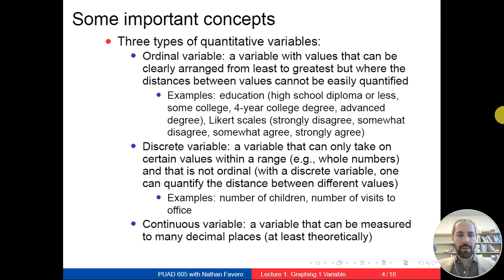Our final type of variable is a continuous variable, and this is a variable that can be measured to many decimal places, at least in theory. We might not always use all the decimal places, but if we had really precise measurement, we could. So some examples are weight, right? A lot of times people report weight without using any decimal places, right? Somebody just says that a particular object weighs 32 pounds. But if they want to be more precise, they can go to several decimal places, right? They could say that the object weighs 32.378 pounds, for example. Income is another example, or response times, right?